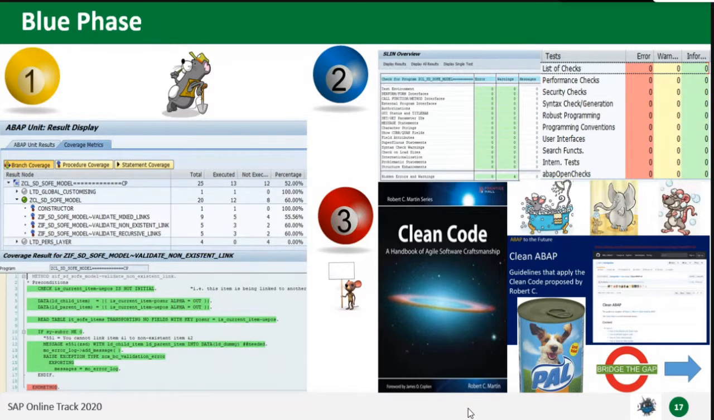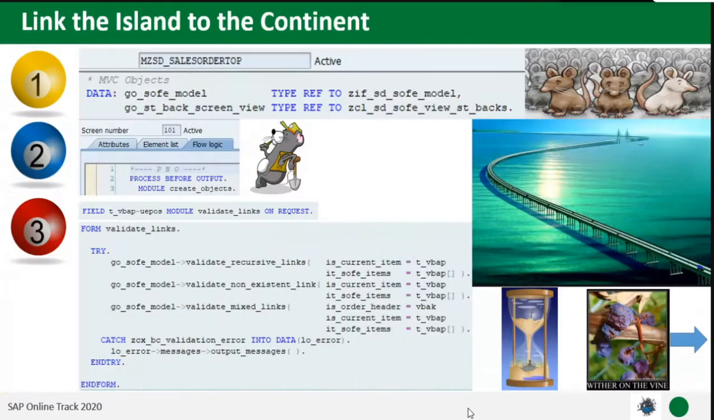Okay, right, I've finished the blue phase. My code is now absolutely perfect. Great. Now, I've got a great model class. How do I connect it to my main program? I've got to connect the island of happiness to the continent, which is the huge, great, gigantic program I'm changing.